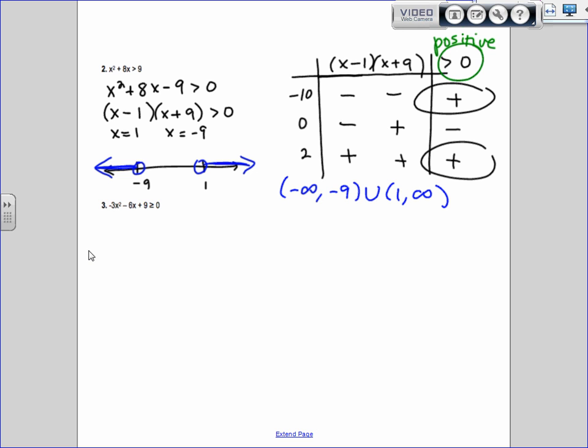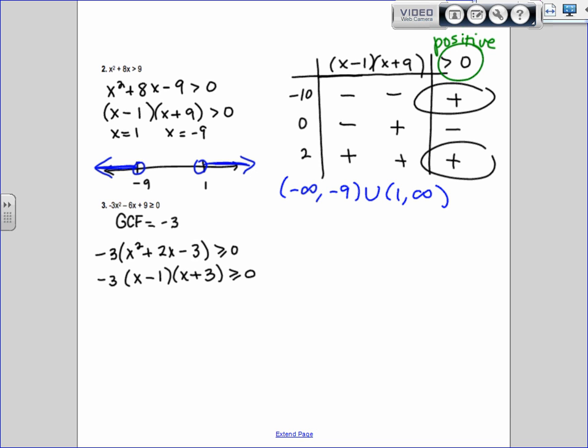All right, so this next one has a GCF. So the GCF is -3. So I'm going to pull out a -3. So then I would have an x squared plus 2x minus 3. So I'm going to have a -3, and then I'm going to have an x minus 1, x plus 3.